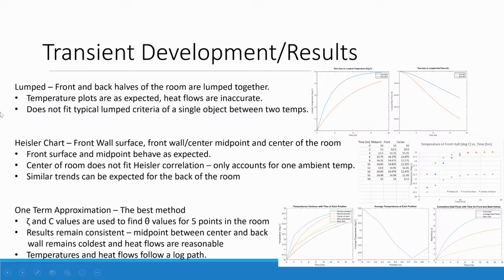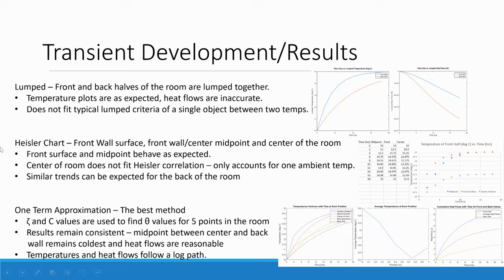So our lumped approximation lumps the front and the back halves of the wall as expected. Temperature plots are as expected, but heat flows do not match due to the inaccuracy of a lumped model and also the fact that this room does not fit typical lumped criteria of a single object between two temperatures.